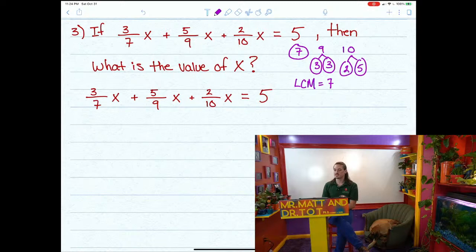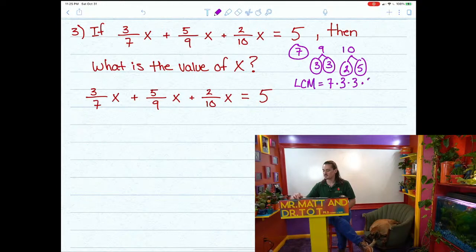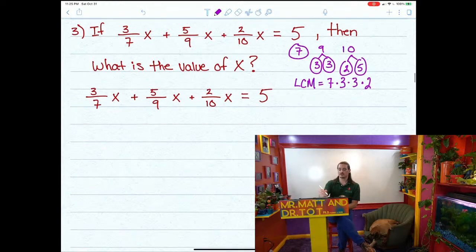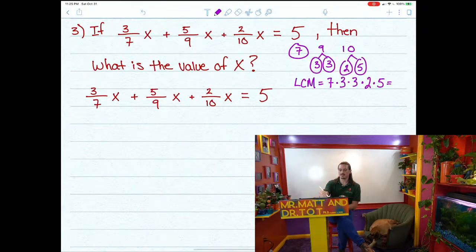Moving on to 2. 2 is used 0 times in 7, 0 times in 9, 1 time in 10, so I'm going to take 1 two. And then 5. 5 is used 0 times in 7, 0 times in 9, and 1 time in 10, so I'm going to take 1 five. Multiplying these values together, we get 7 times 3 times 3 times 2 times 5, which is 630.